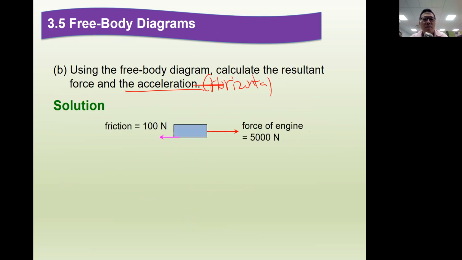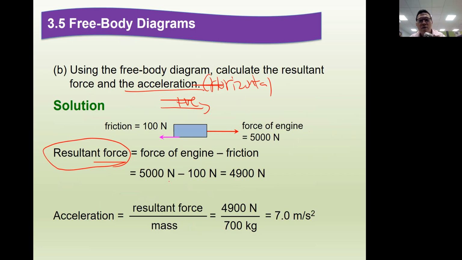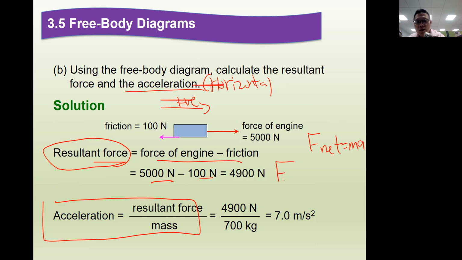Let's say I want the acceleration, which is the horizontal component. So I apply Newton's law on the horizontal component. F net is the resultant force. The car is moving to the right, so I take right as positive. Going back to basic Newton's law, F net equal ma, where F net is the force of the engine minus friction equal to ma. So this is 5,000 minus 400 equal to your mass of 700 kg followed by acceleration. If you rearrange the math, you'll find that the acceleration is 7 meters per second squared. And with this, we have solved the question.